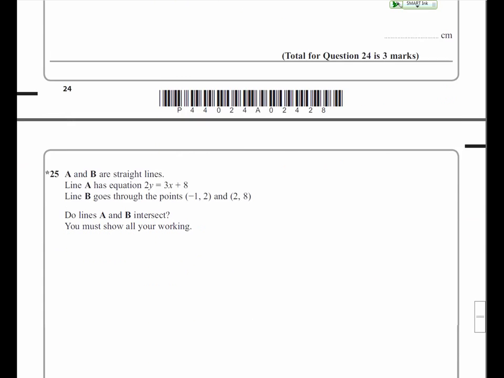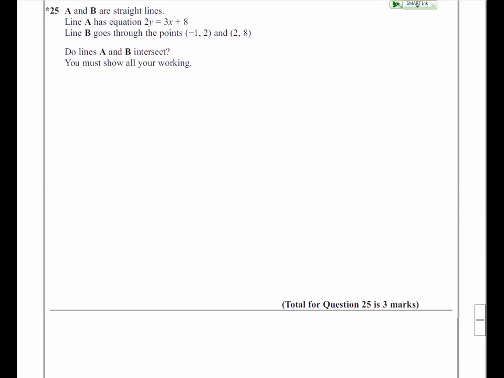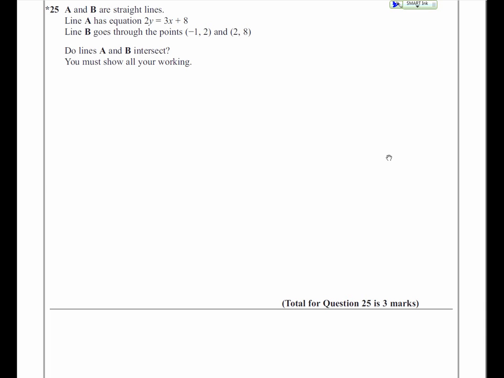Okay, question 25. It's a starred question, which means there's going to be some explaining, us showing our working out. A and B are straight lines. Line A has equation 2y equals 3x plus 8. Line B goes through the points -1, 2 and 2, 8. Where do the 2 lines intersect? What we're going to want to do is find an equation for line B and solve simultaneous equations. Okay, 3 marks.